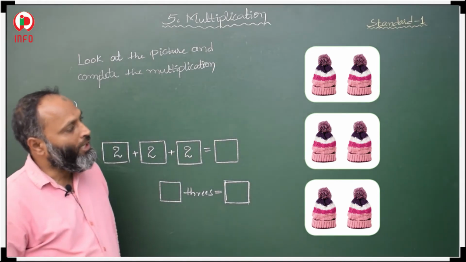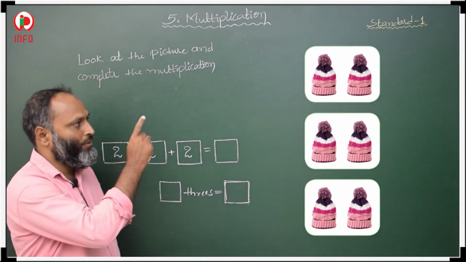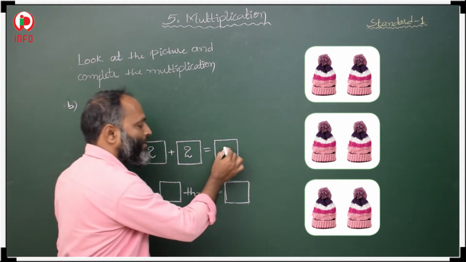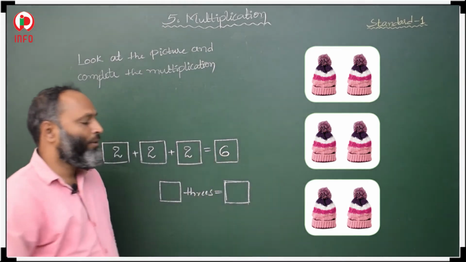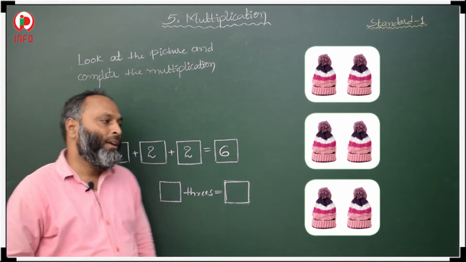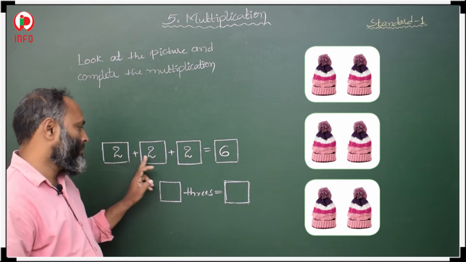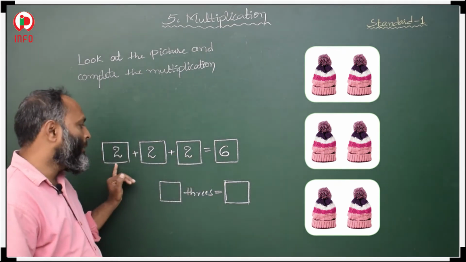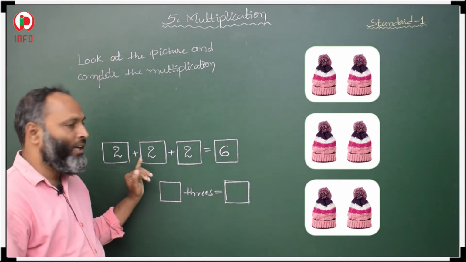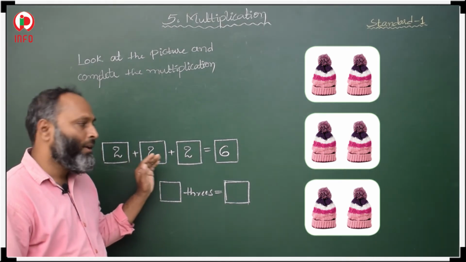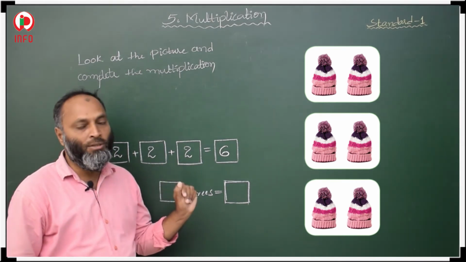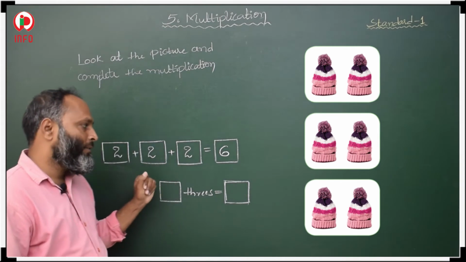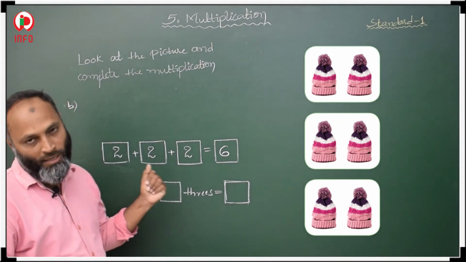Now you count how many caps were there in all. 1, 2, 3, 4, 5, 6. Total 6 caps. If we add 2 plus 2 plus 2, what is our answer? 6. This is repeated addition. The same, equal number of caps were there in each group, so it is repeated addition. When repeated addition is there, then we can apply multiplication.